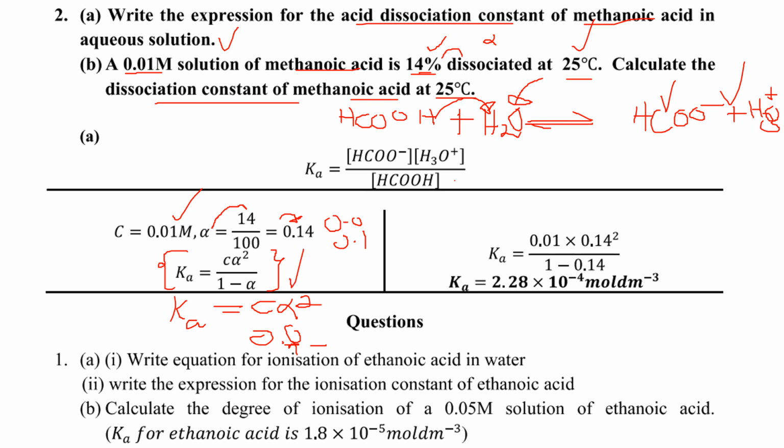And I told you this general expression works in both situations. So Ka, after substituting: the concentration is this, the degree of dissociation is 0.14, we square it, and then divide by 1 minus the degree of dissociation, which is 0.14. So Ka is equal to 2.28 × 10^-4 mol per decimeter cubed.